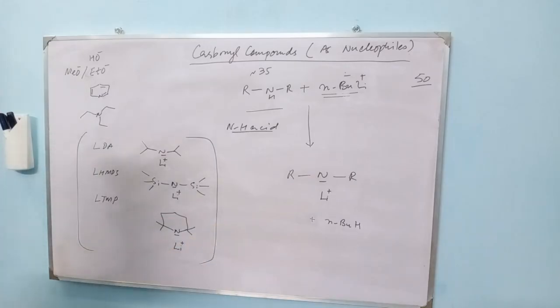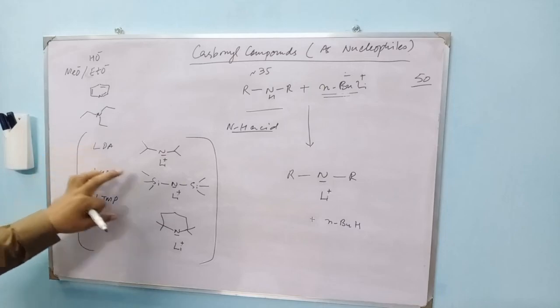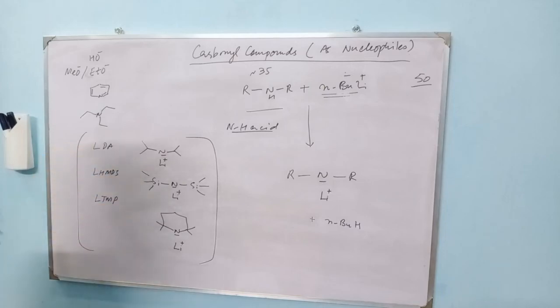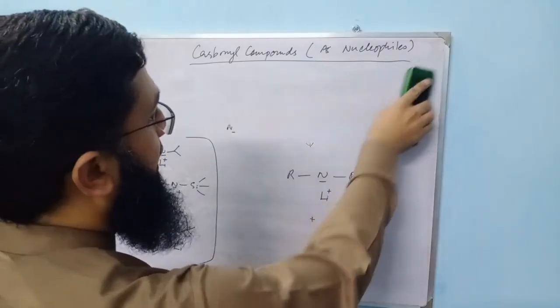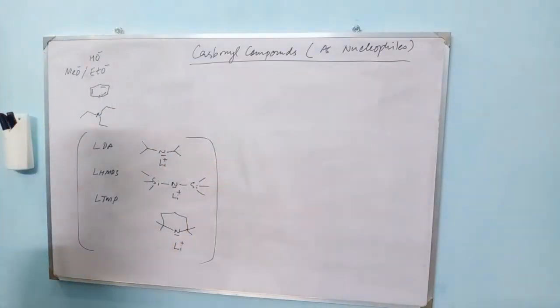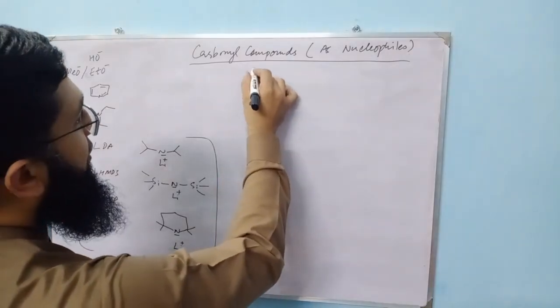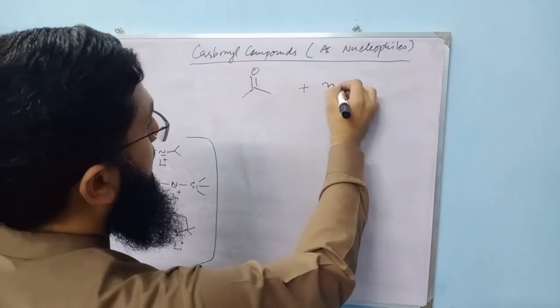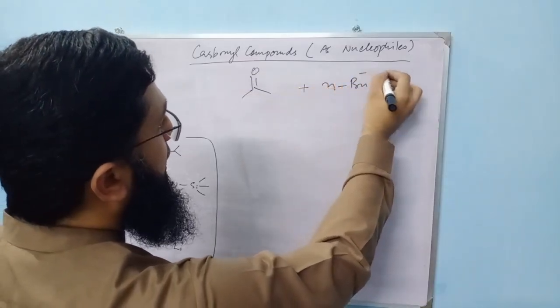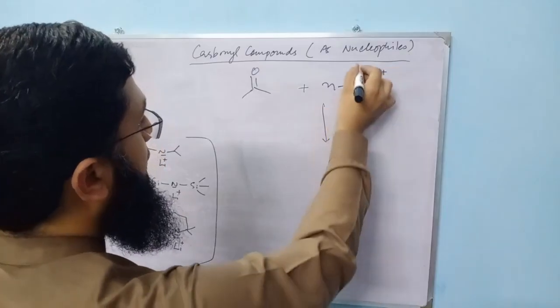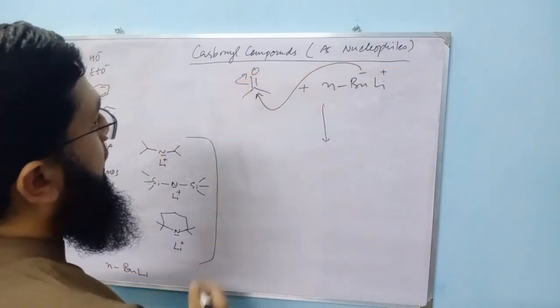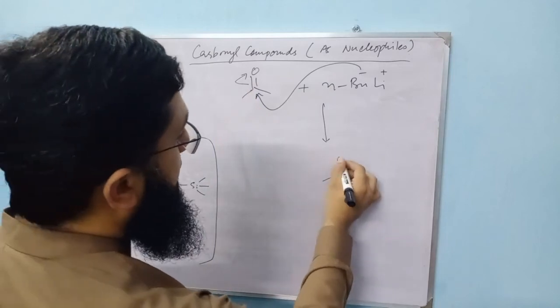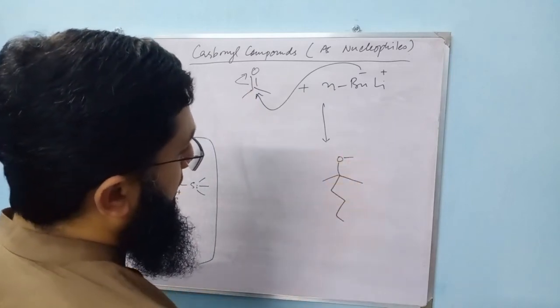Now we have to see the reason why we have to use these sophisticated or very strong bases. For this we have some reactions. Now we see why N-butyl lithium cannot be used as a base. For example, we treat it with a carbonyl compound, and we know that strong base is a strong nucleophile, so it is so strong a nucleophile that it can attack here, and as a result of this we will get this one.